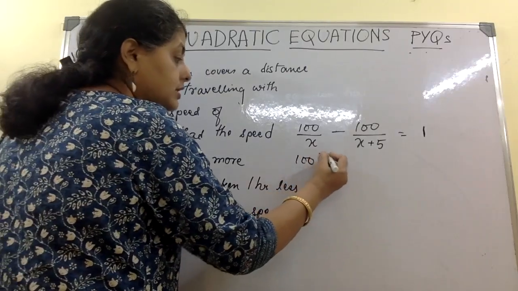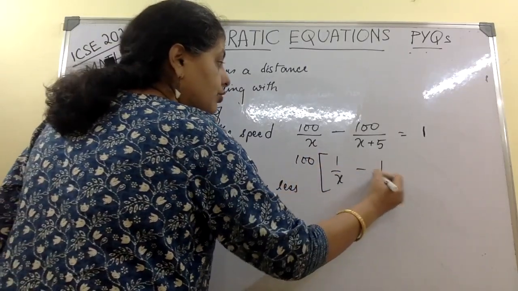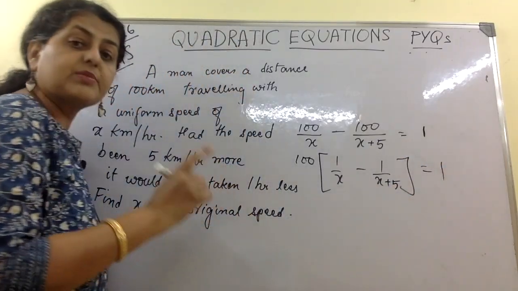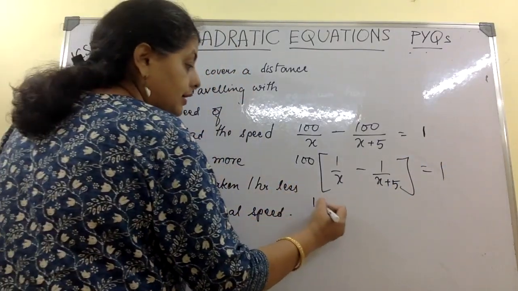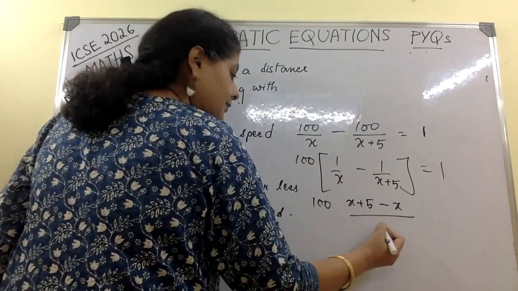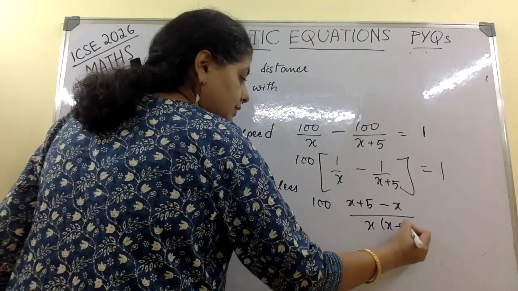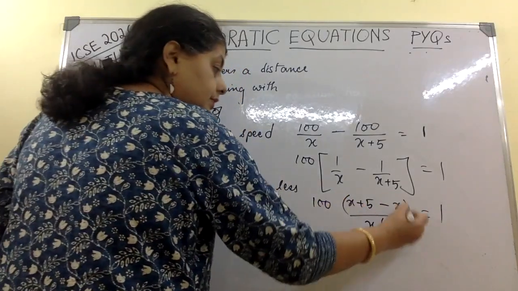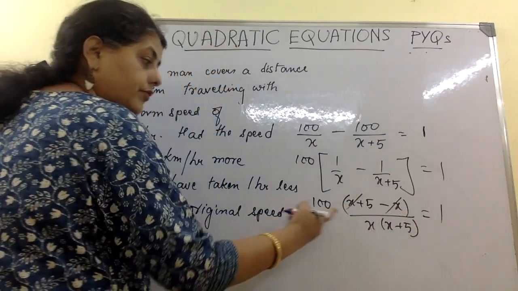No, the very first step should be this. Remove the common numerator like this. The sum becomes very, very simple. Okay, 100 and then x plus 5 minus x by x plus 5, which is equal to 1. Yes, so cut the x. Okay, don't forget the bracket.